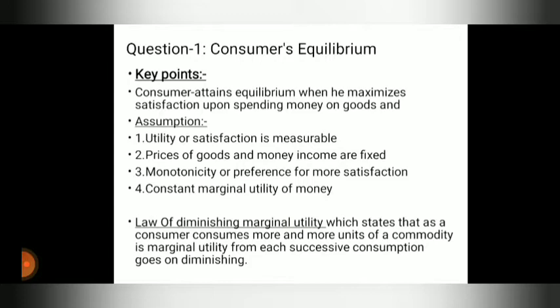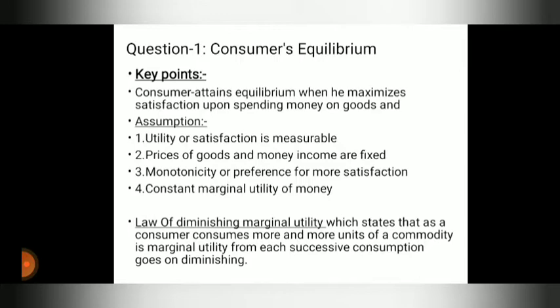Now let us go to the first question. It is related to consumer's equilibrium. So I am giving you the main points. The consumer attains equilibrium when he maximizes satisfaction upon spending money on goods. So when the consumer is spending money, he attains satisfaction. It is the basic idea of the question.